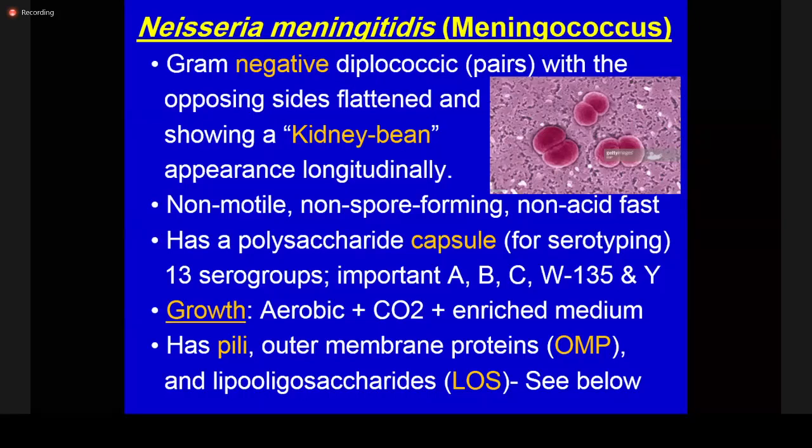This microorganism is an aerobic microorganism. They require CO2 and an enriched medium, because they are fastidious microorganisms. They require enriched media like blood agar or chocolate agar, etc. So aerobic, requiring 5 to 10% CO2, and enriched media because they are fastidious microorganisms.